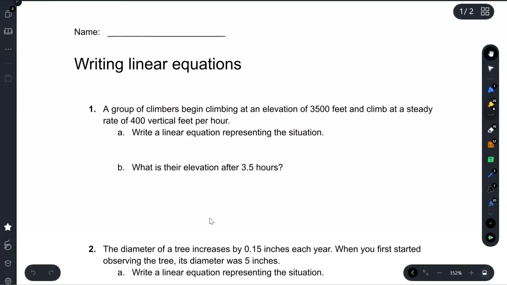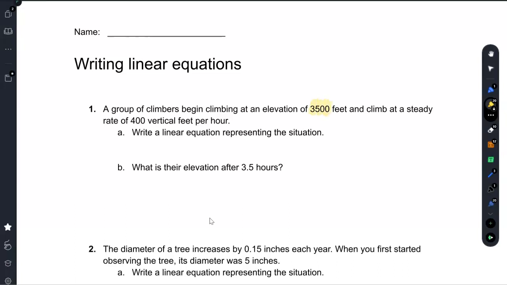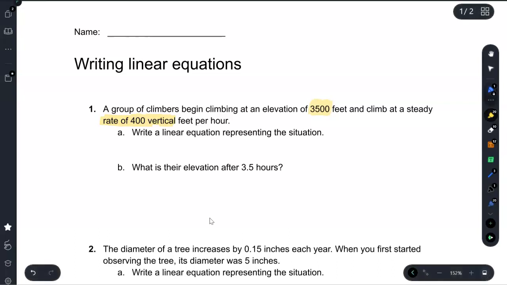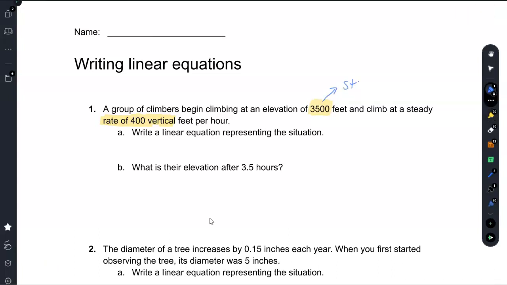The first one says a group of climbers began climbing at an elevation of 3,500. So recall that for each one of these, we need a starting amount. If we don't have a starting amount, we're going to assume a zero. So 3,500 feet. And they climb at a steady rate of 400 vertical feet per hour. So we also need a rate. So we have the two things. We have our starting amount and we have our rate, and our rate is always going to be multiplied by our variable.